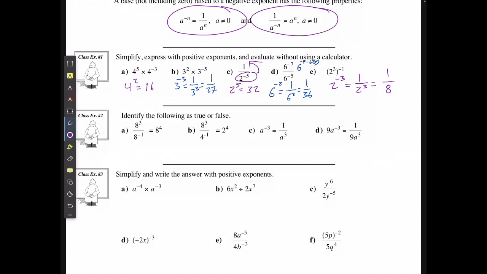If I'm identifying these as true or false, if I have 8 to the 3 divided by 8 to the negative 1, 3 minus negative 1 is the same as 3 plus 1, which would be 4, and this is true.